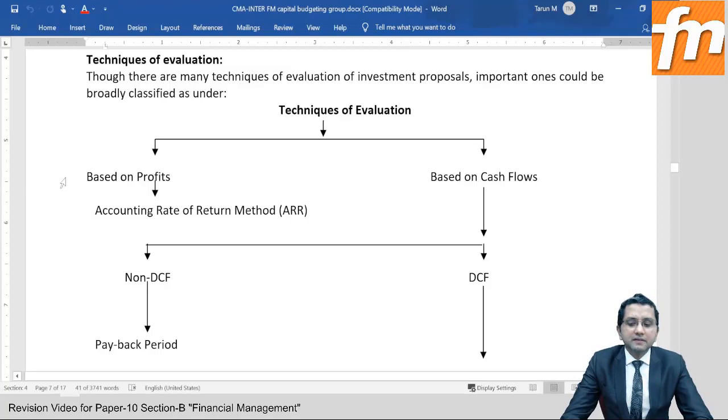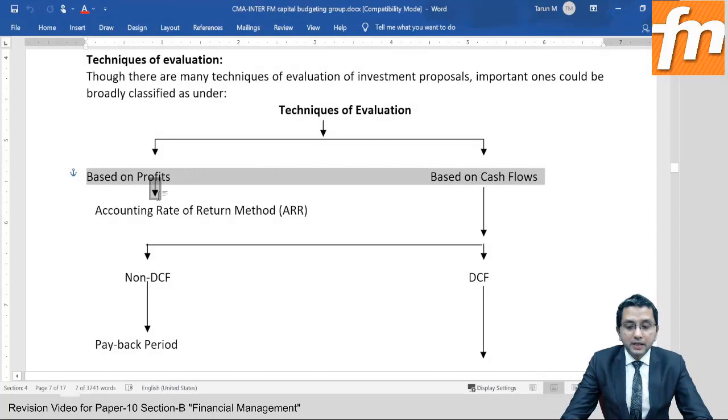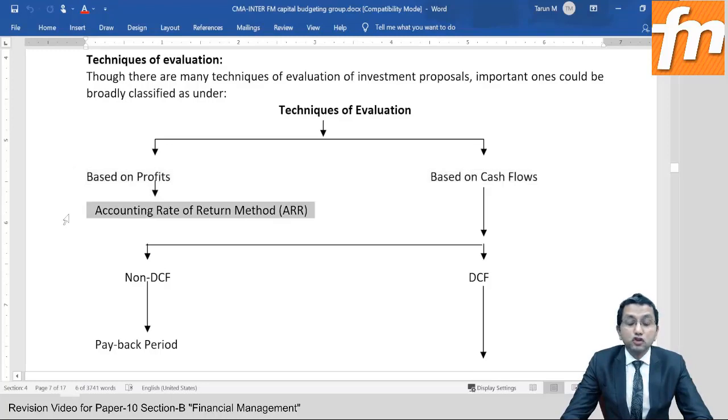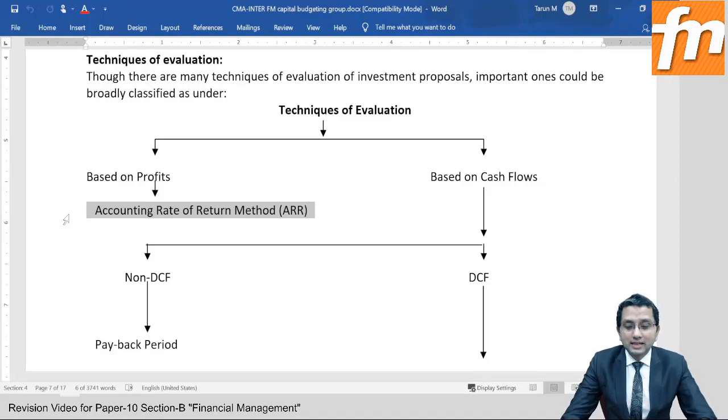There are various evaluation techniques. Some of the techniques are based on profits. If the profit is expected to be higher, you accept the proposal. Otherwise, you don't start it, you reject it. And most of the techniques are based on cash flows. So there is one single method which is based on profits, and that technique of evaluation of a project is named as accounting rate of return or ARR.